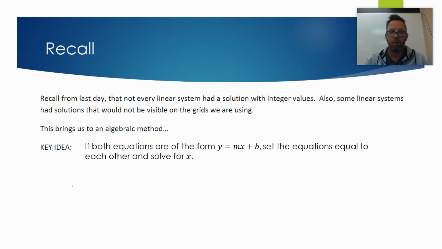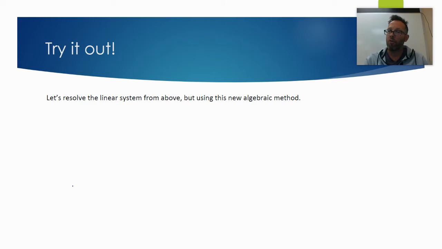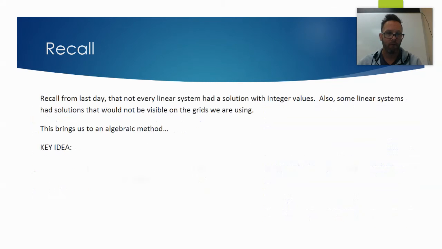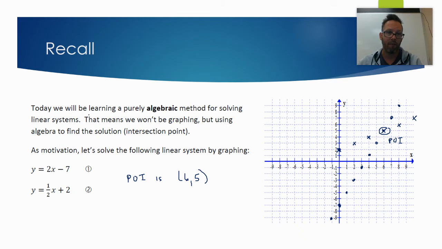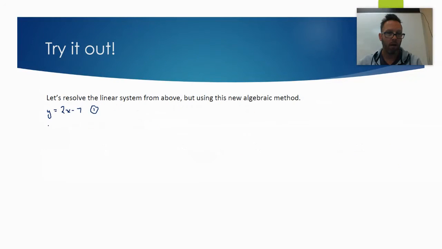What we're going to do is try it out with our linear system from above, the one we just did by graphing. So let me just flip back. The first equation is y equals 2x minus 7. You guys have this in front of you, I don't just have the PowerPoint. And y equals 1/2 times x plus 2 is our second equation. All right, so our strategy says we are going to set these equations equal. Set equation 1 equal to equation 2. What does that look like?